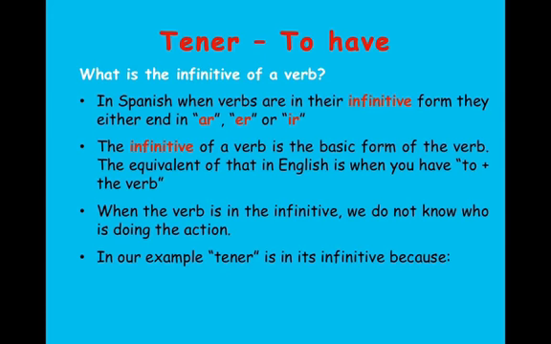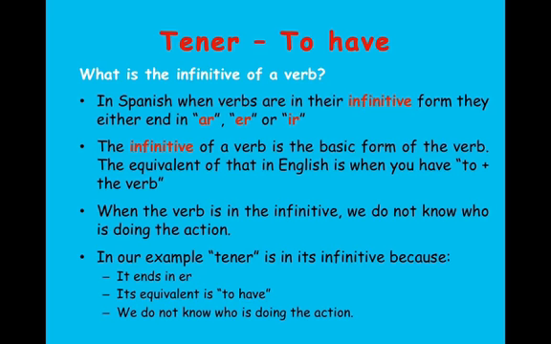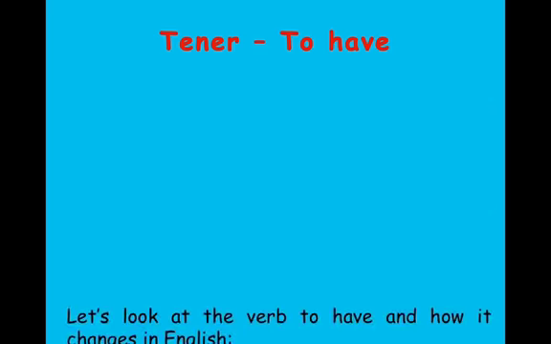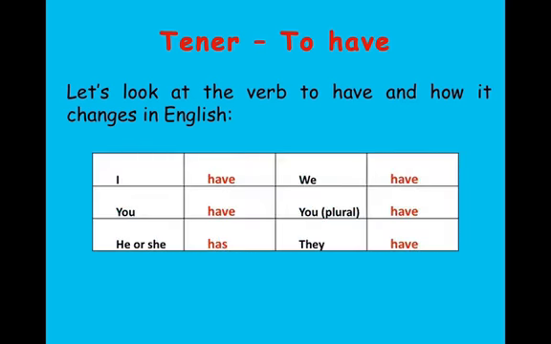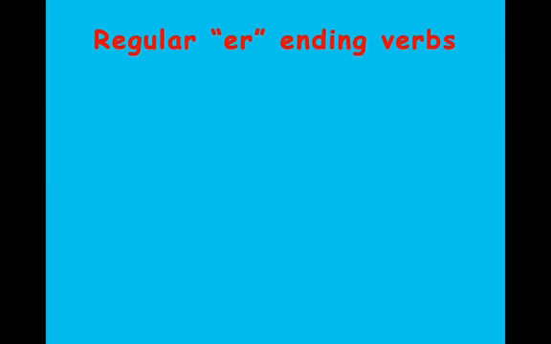In this example that we're going to be studying on the slideshow, tener is in its infinitive because it ends in ER. It's equivalent to have. We don't know who is doing the action. We're going to look at the verb to have, which means tener, and all the conjugations in English. I have, you have, he has, or she has, we have, you all have, and they have. Not a lot of change on that.